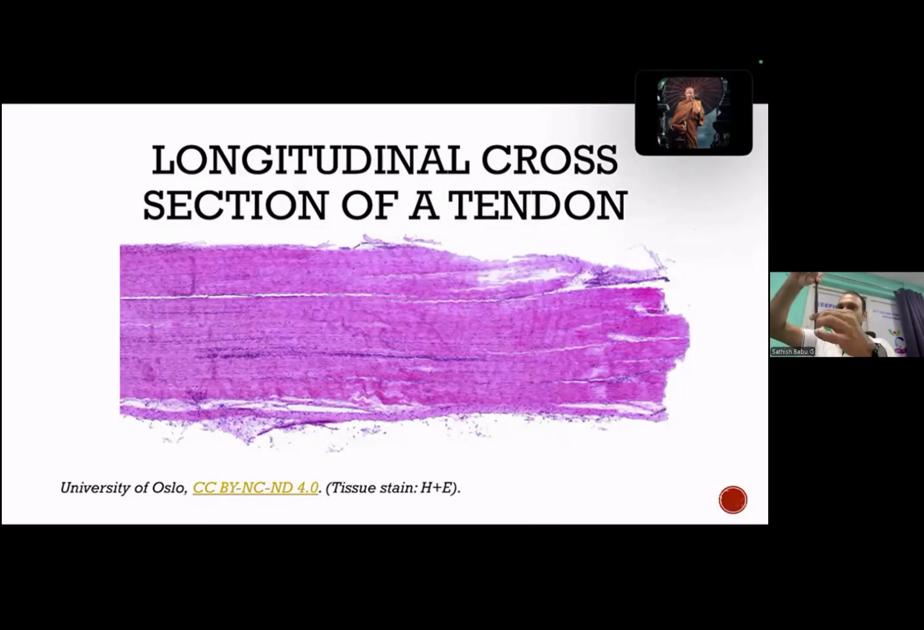So if they have taken a tendon like this, and then they have cut the tendon and sliced it horizontally, longitudinally, and you can see the arrangement of the fibers. So you can see this is a tissue stain. They use hematoxylin and eosin. So this is a stain which they applied on the tendon so that we can see different components of the tendon. You can see how linear the tendon cells or the fascicles are placed over each other. This is a very healthy tendon.